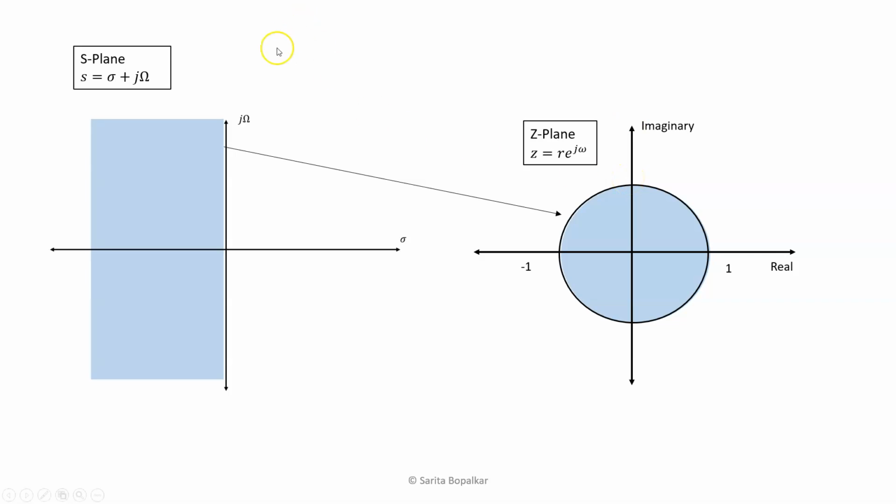So in BLT we are transferring this j omega axis only at once to the complete unit circle. Now what happens because of this? We know the range of analog frequency is minus infinity to infinity, and the range of digital frequency is minus pi to pi. That means we have to map this minus infinity to infinity range to the minus pi to pi range.